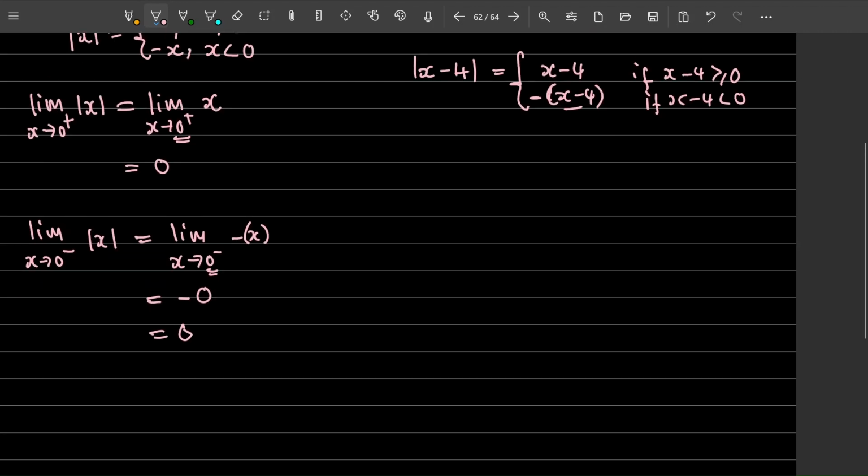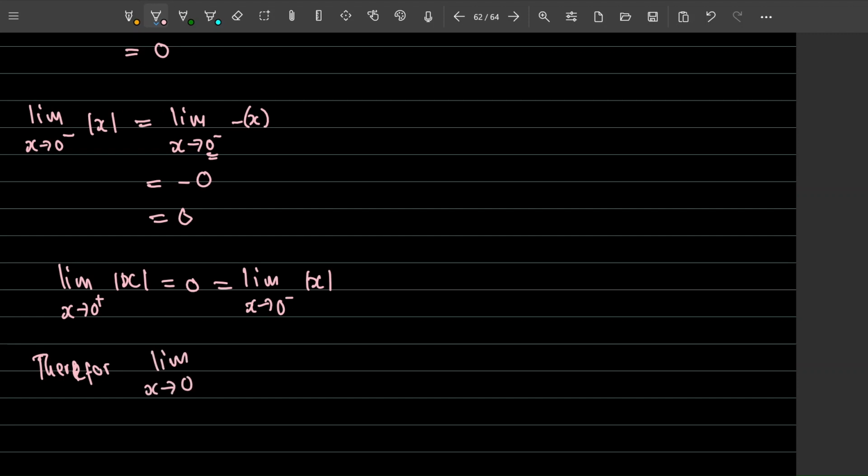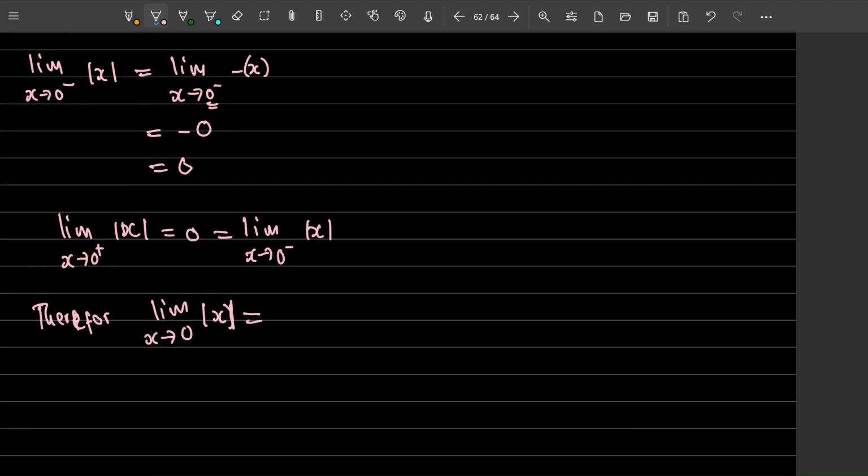So you can see that the limits are the same, right? So that means the limit does exist. You can say therefore, you can start by saying the limit as x approaches 0 from the right of modulus of x is equal to 0, and that is the same as the limit as x approaches 0 from the left of modulus of x. So therefore, the limit as x approaches 0 of modulus of x exists, and the answer is 0. The two-sided limit exists because both one-sided limits exist and they are equal.